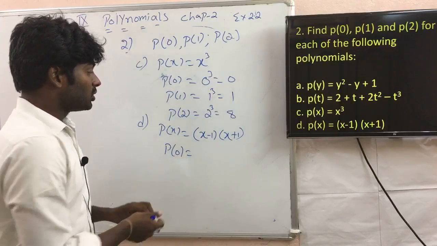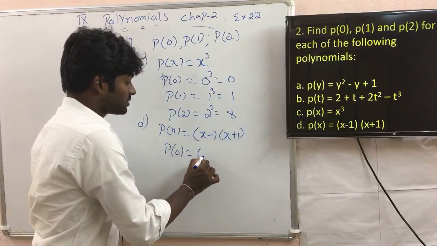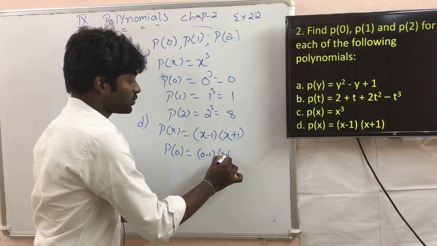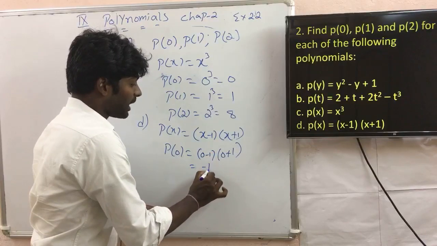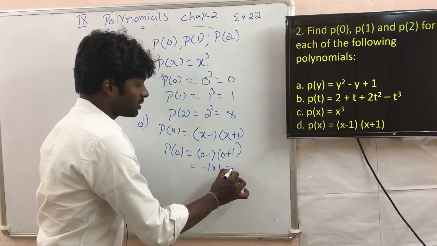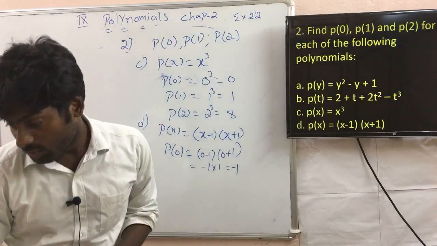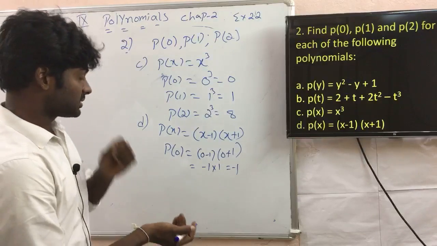So P of 0, 0 minus 1 into 0 plus 1. So obviously minus 1 into plus 1. You are left with minus 1. Already they also gave us a very good correct answer.